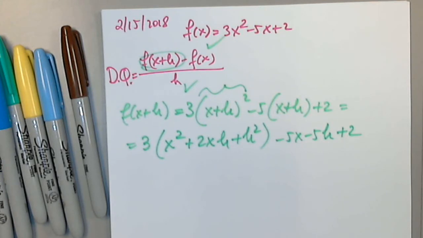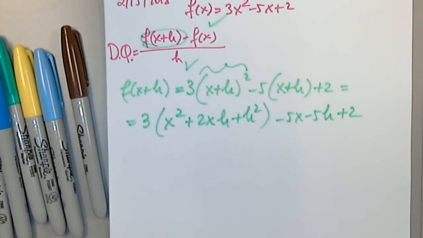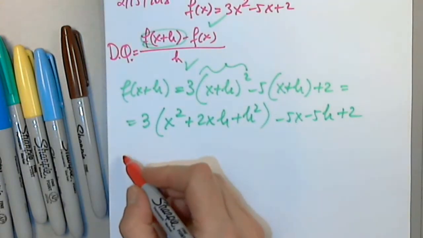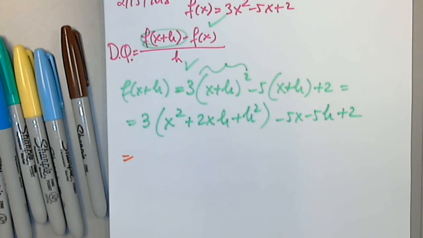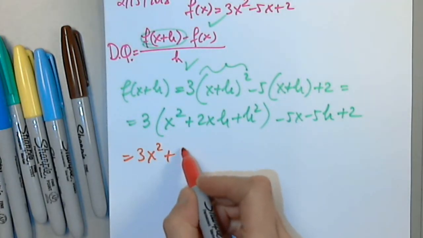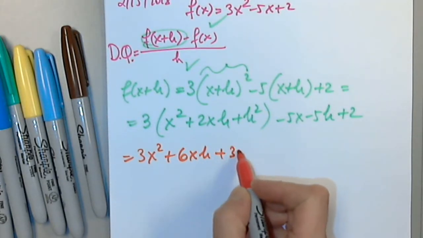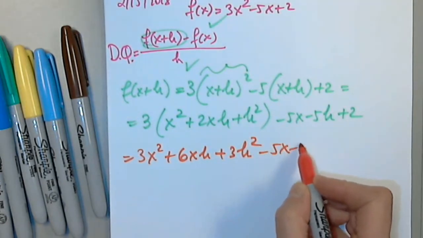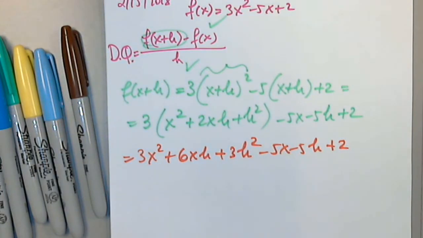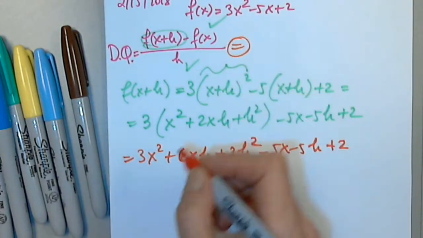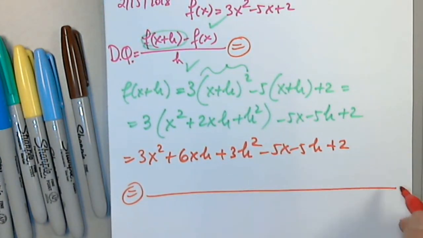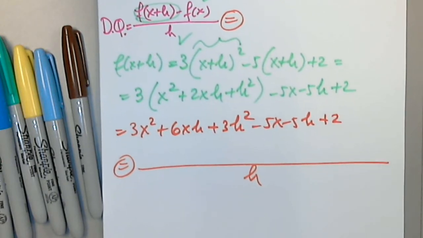Very good. If you have any difficulty, so you don't have to waste your time, we already discussed this. So now I am allowed to do what? Okay, so 3x squared plus 6xh plus 3h squared minus 5x minus 5h plus 2. Now I can put all these three pieces together. Which three pieces?